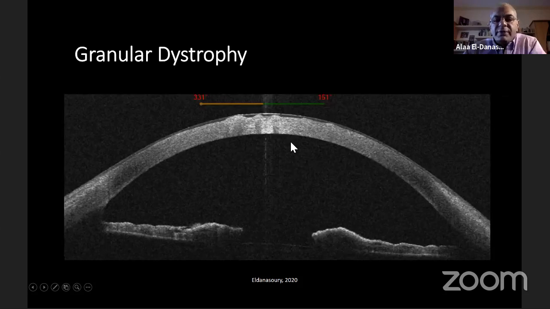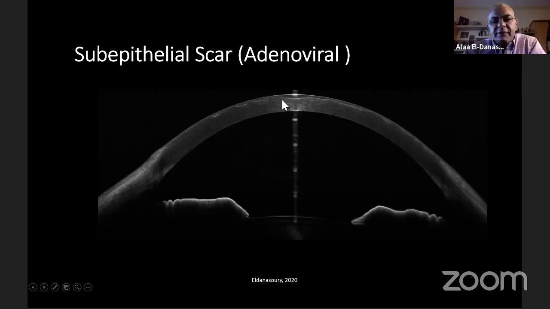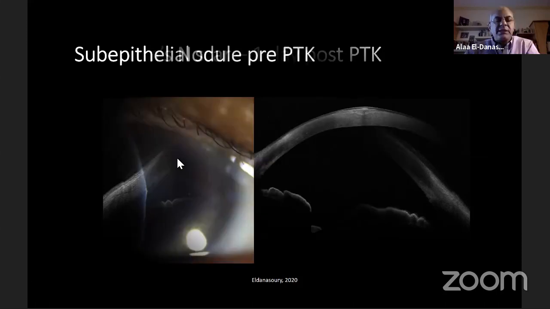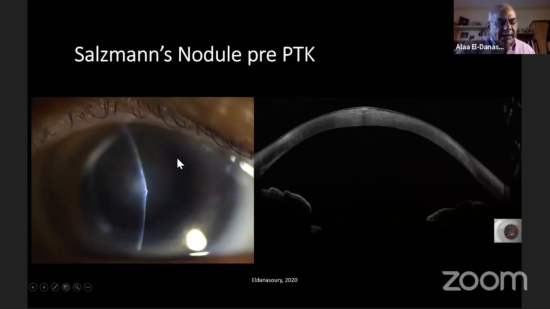Granular dystrophy, you can assess the depth of the lesion, whether this patient can benefit from PTK, like in this sub-epithelial scarring after adenovirus. You can see the irregularity at the level of the Bowman and sub-epithelial stroma. And this is 1 day after PTK with still the contact lens on, and we got rid of all these irregularities for the patient.